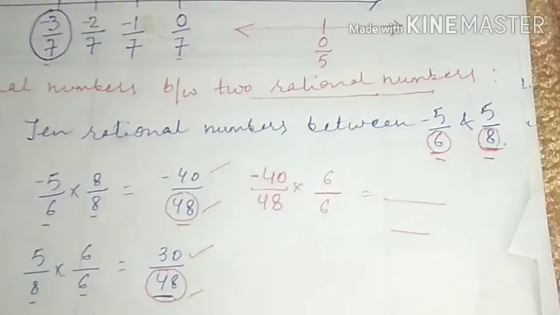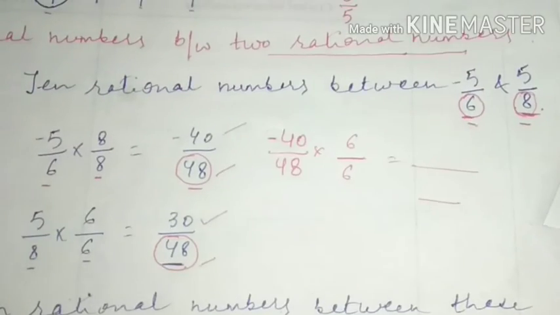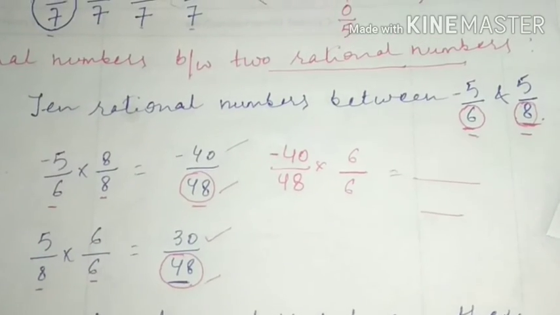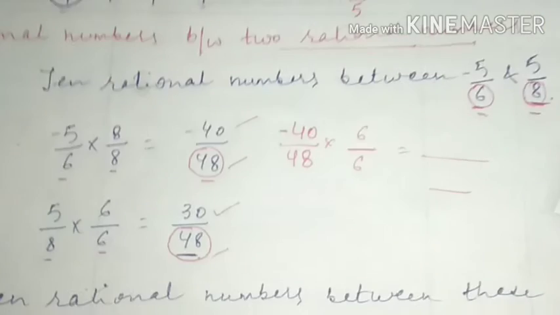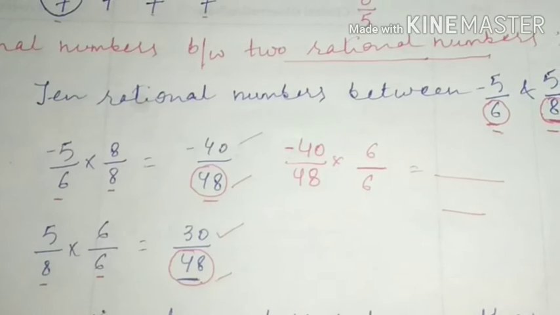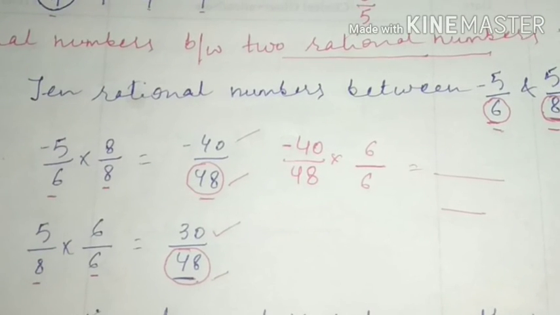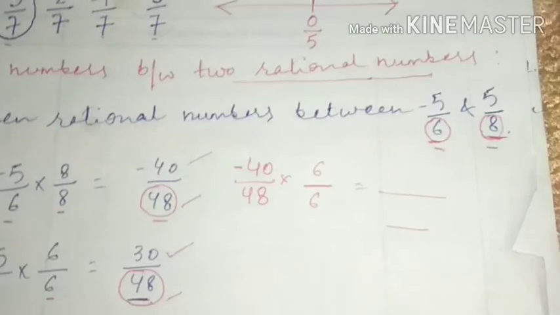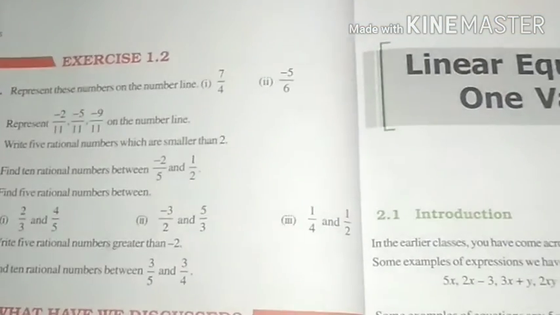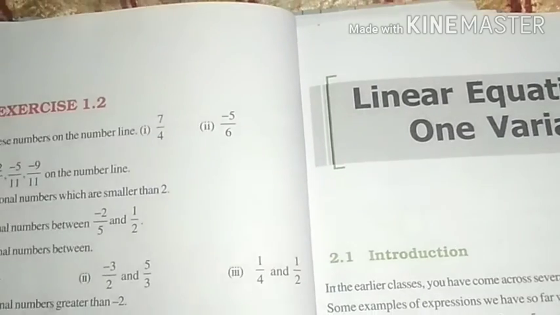And these two are the topics of exercise 1.2, and now you can solve all the questions of exercise 1.2 as well. As you can see on the screen, you can solve all these questions of exercise 1.2. And now we have discussed all the concepts of chapter first, so you can solve all the questions of chapter first, that is rational numbers.